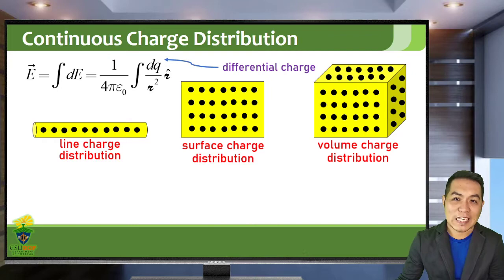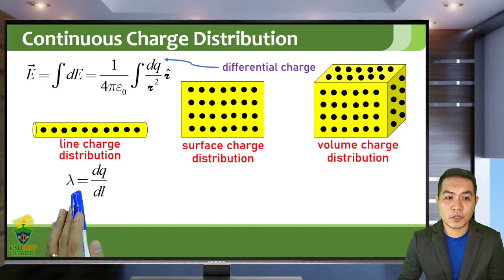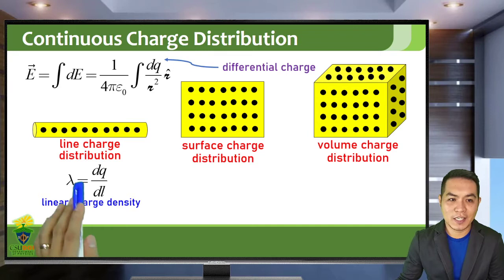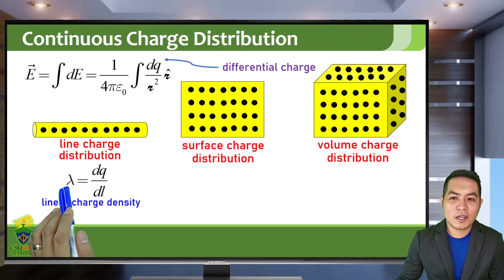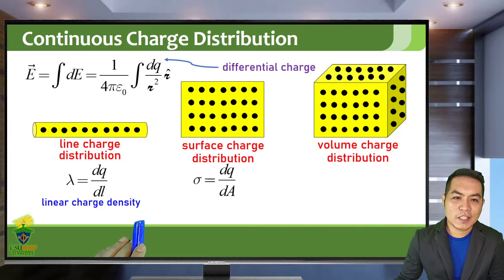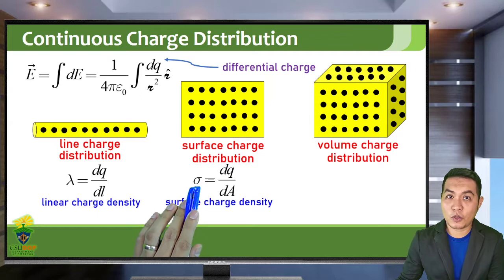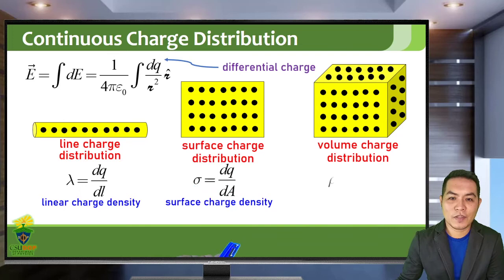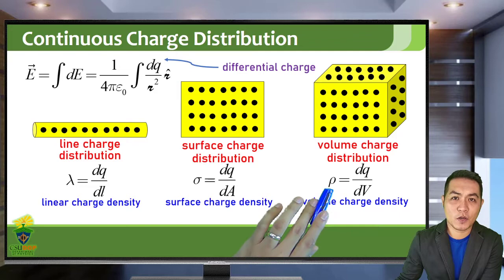If you have a line charge distribution, then the description of the distribution can be given by lambda, which is what we call the linear charge density. Now this is basically charge per unit length, so dQ over dL, differential charge over differential length. In the event that your linear charge density is constant, then it's also equal to the total charge over the total length. For surface charge distribution, your charge density will be a surface charge density, sigma, charge per unit area. Again, if your sigma is uniform or constant, then it's just equal to the total charge over the total area. And for volume charge distribution, you have rho for volume charge density, and it's charge per unit volume. And of course, again, if it is constant or uniform, then it's just equal to the total charge over the total volume.